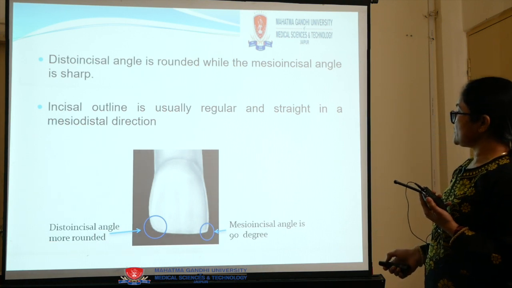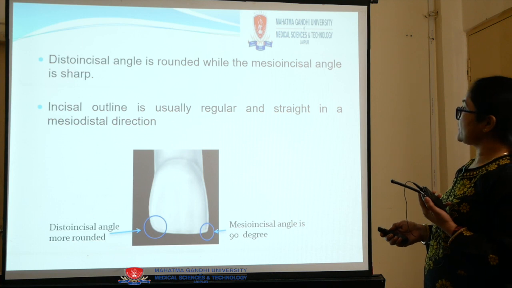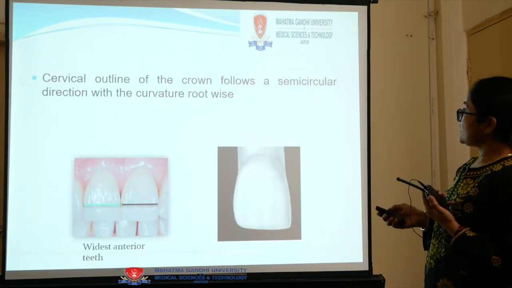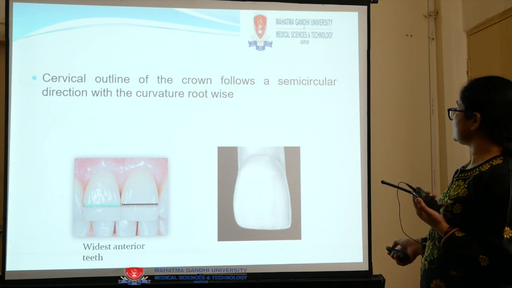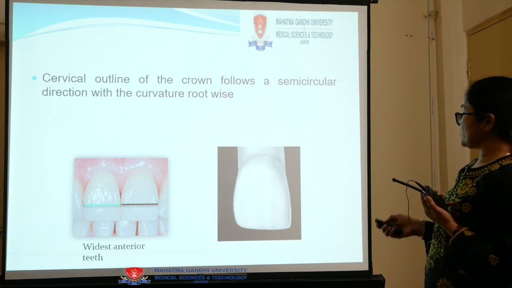The incisal outline is usually straight and regular in the mesiodistal direction. The cervical outline of the crown follows a semicircular direction and the curvature is towards the root.